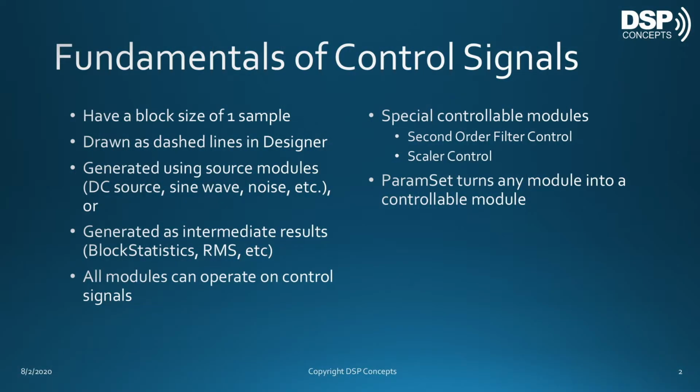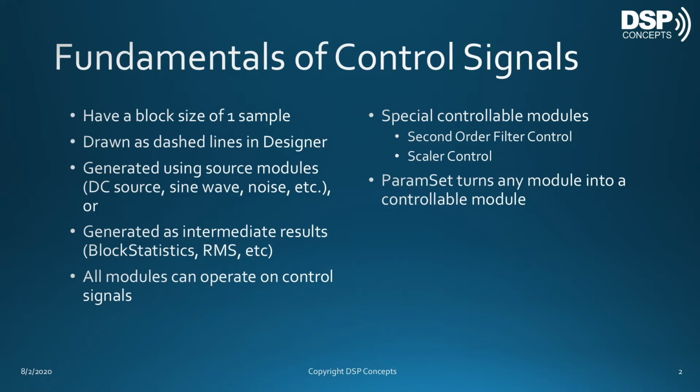This lesson introduces control signals, another important feature in AudioWeaver. First of all, they're defined as having a block size of 1. So instead of having an entire block of data, it's only operating on one sample. They're drawn as dashed lines in Designer, and there's really two ways of getting control signals.